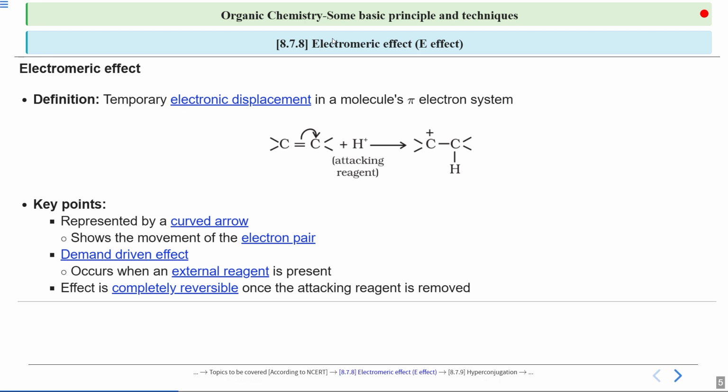Now you may ask: the pi bond is moving onto the carbon, so why is the carbon not getting a negative charge? Because the H plus neutralizes this negative charge by attaching to the carbon rich in electrons, right? Whereas the other carbon is getting a positive charge because it is lacking one electron. So this is the reason the end product does not contain a carbanion.